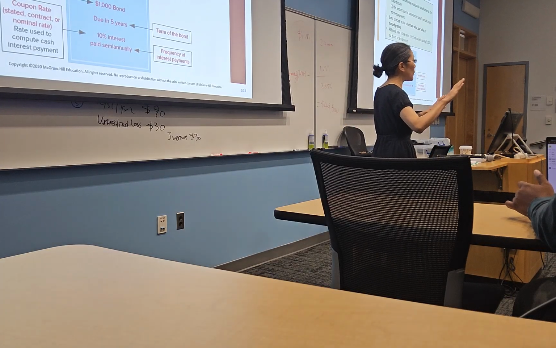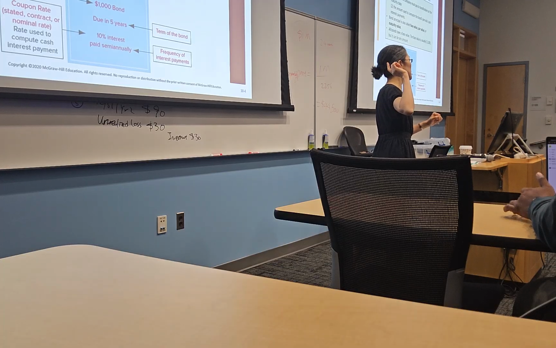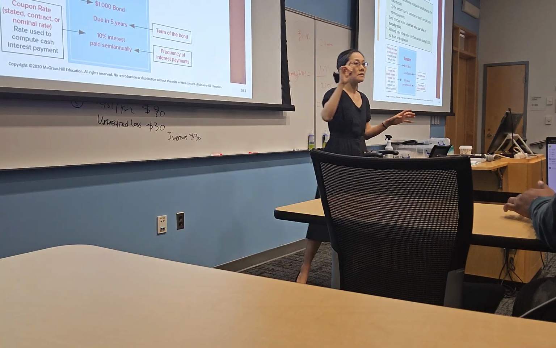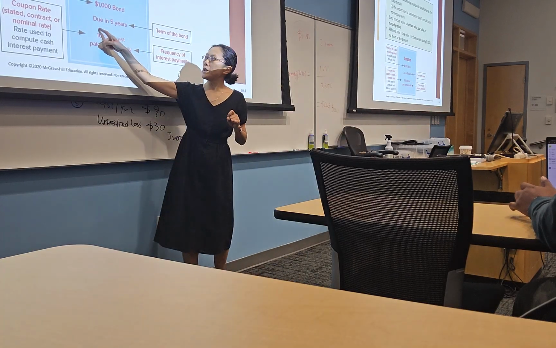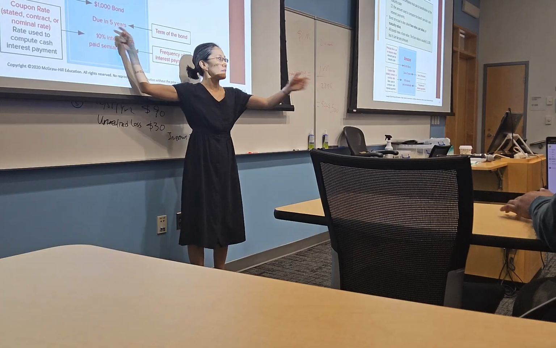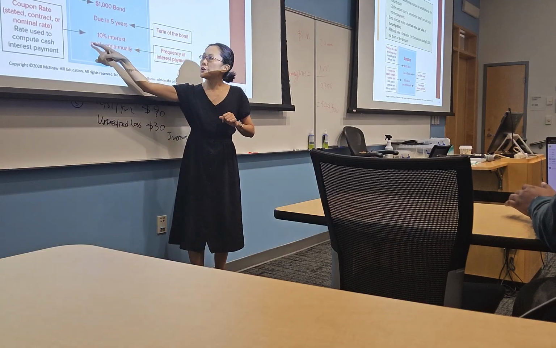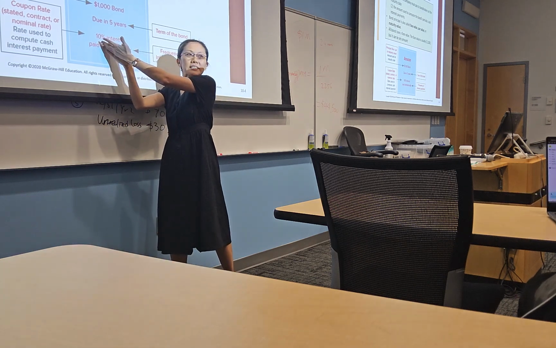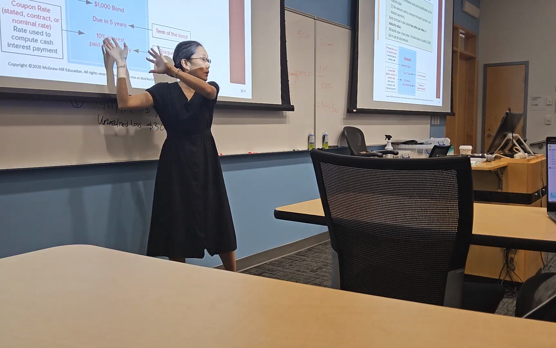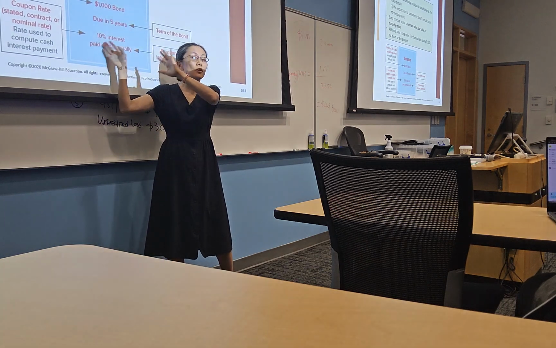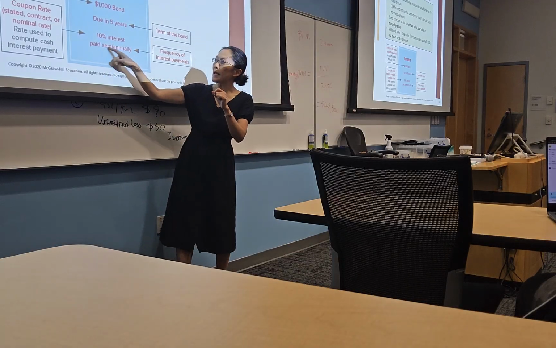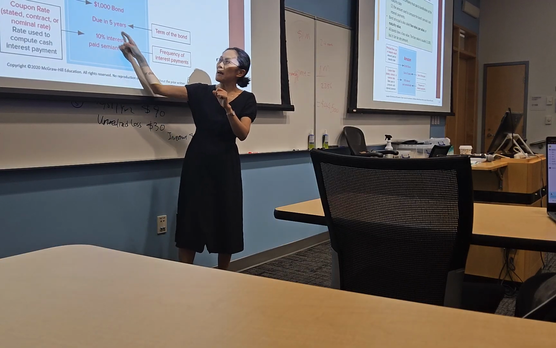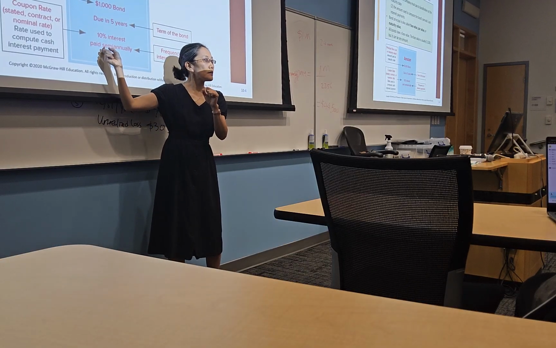Okay, so no ambiguity. Everybody will get $1,000, the principal. Clear? And then it's due in 5 years, so you know exactly when it's maturing, right? And then you know this 10% interest paid semi-annually. This interest rate is always an annual interest rate, whatever amount you see. Interest rate is always annual. Then paid semi-annually.